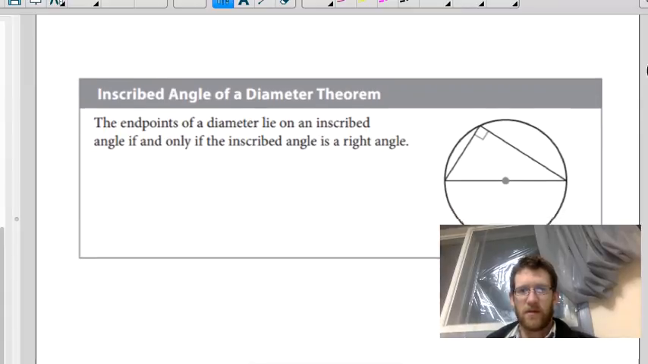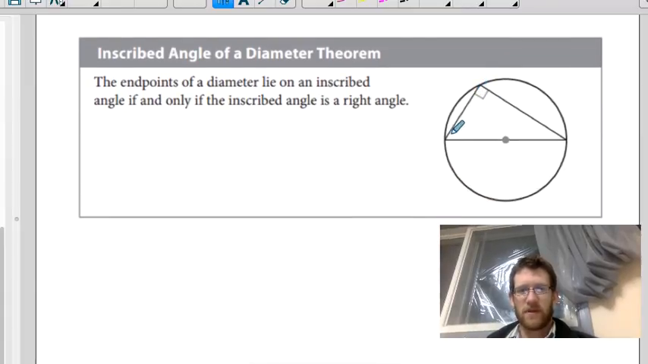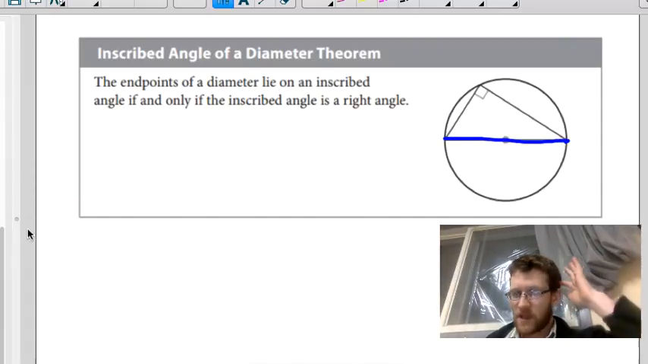Last little thing to note here is if we have an inscribed angle that's 90 degrees, then that means that the arc that it makes is 180 degrees. So therefore, it basically cuts the circle in half here. It goes right through the diameter, or it makes the diameter. So just keep that in the back of your mind. It may come up.